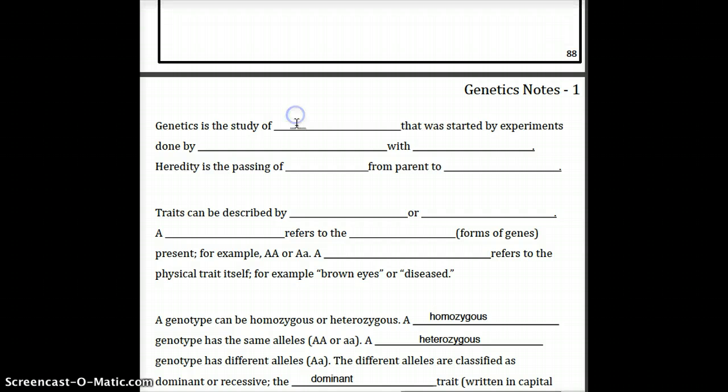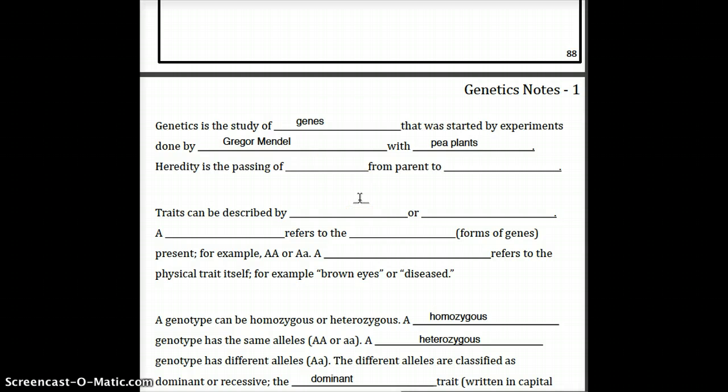So when we're talking about genetics, remember genetics is the study of genes, and that was started in experiments done by a guy named Gregor Mendel. Now, Gregor Mendel had this funny looking hair and funny looking glasses, and maybe I'll pull up a little picture in a little bit. And he worked with pea plants. Now, pea plants, if you guys have ever heard your parents say, oh, you need to eat your peas, those are those little green stuff, right? This is what he used to study heredity.